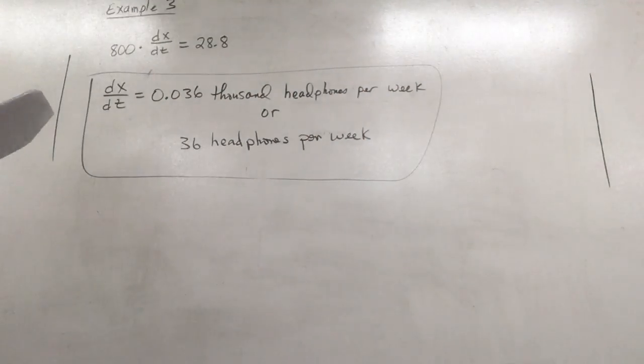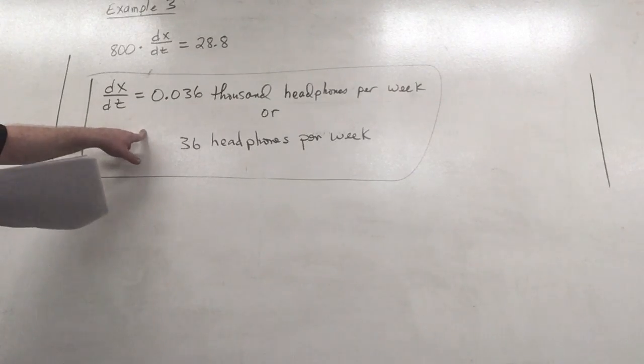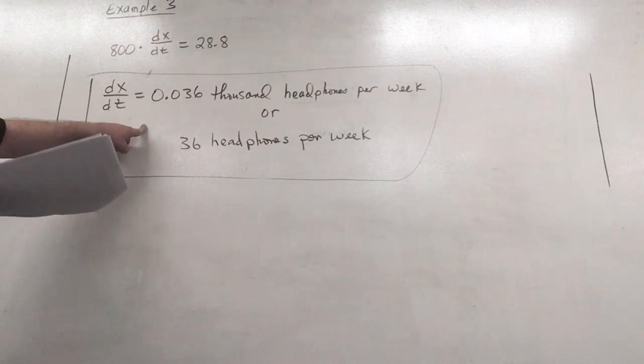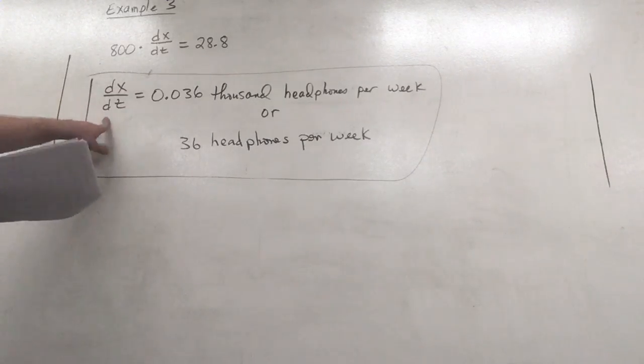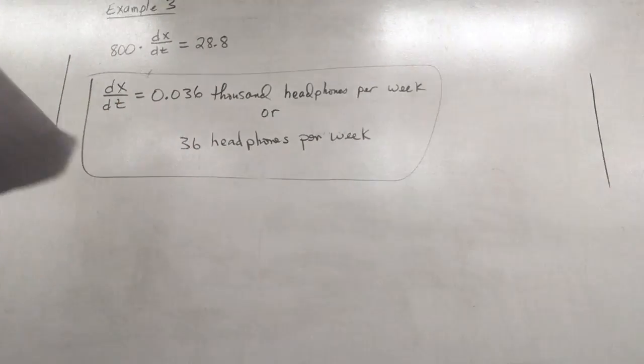So when the price is $16 per headphone and the price is decreasing at the rate of 10 cents per week, the quantity demanded is increasing at the rate of 36 headphones per week.